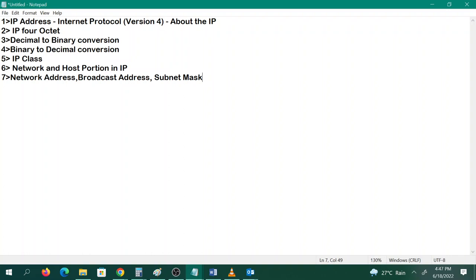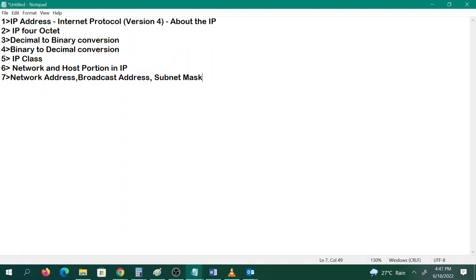IP is known as Internet Protocol. We will discuss IP version 4 here. Version 6 is not used frequently, so we will discuss IP version 4. An IP address contains 32 bits.